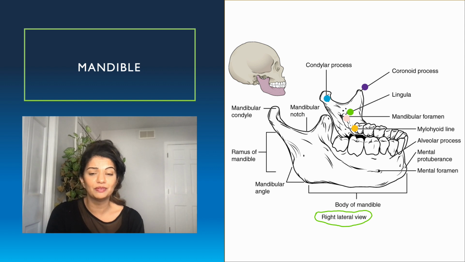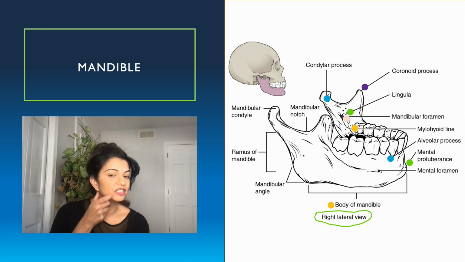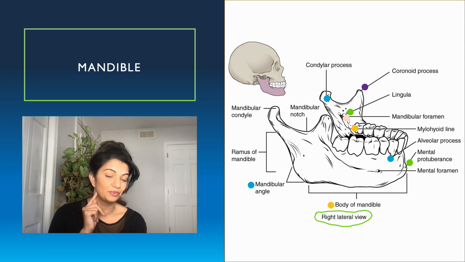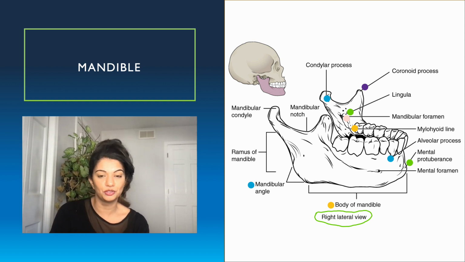Alveolar process, you already know that. And then we also have the chin, which is the mental protuberance. And then, of course, we've got the body of the mandible, which is basically your jawline, right? And the angle is exactly what it says. It's that sort of edge point of your jawline. And the ramus is going to be this angle up here.